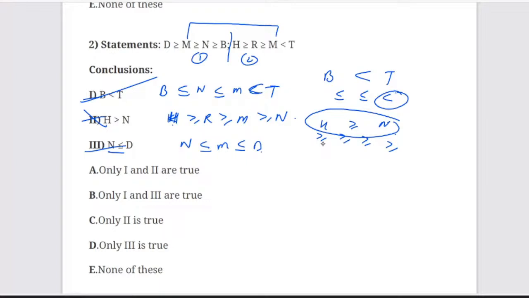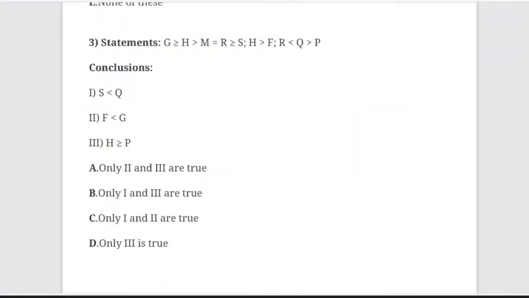Next, N is less than equal to D. Now, between N and D, we have two less than equal to symbols. And since there is no less than, this will be the correct answer. That is N is less than equal to D.